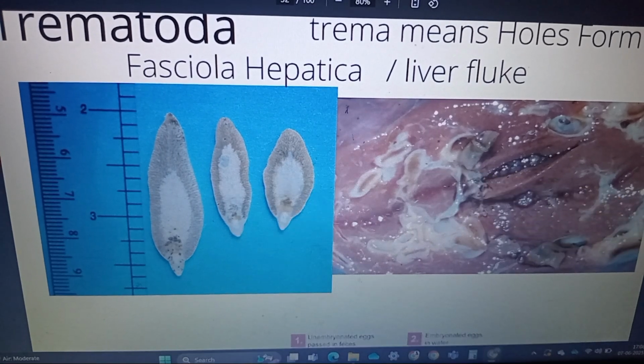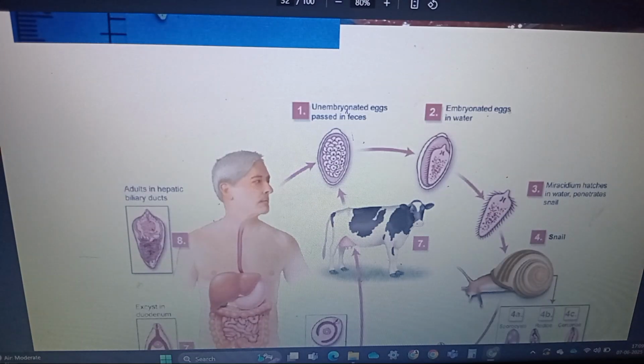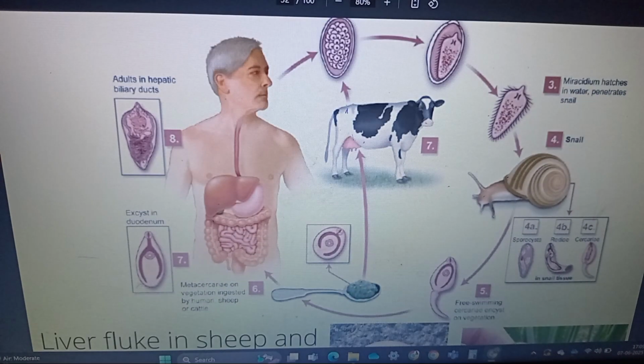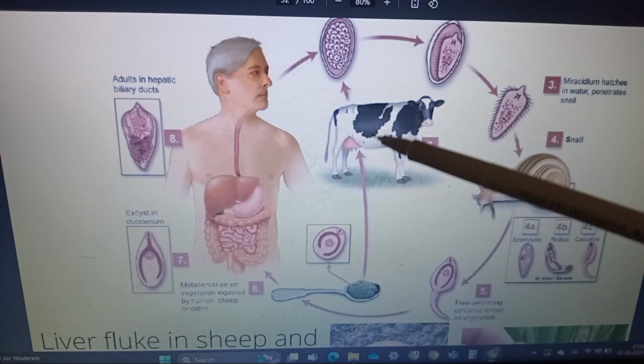The fasciola is a digenetic parasite, meaning that it needs two hosts to complete its life cycle. The intermediate host in this is the snail, and it has many larval stages, such as the cercaria and metacercaria larva, which will infect the host.